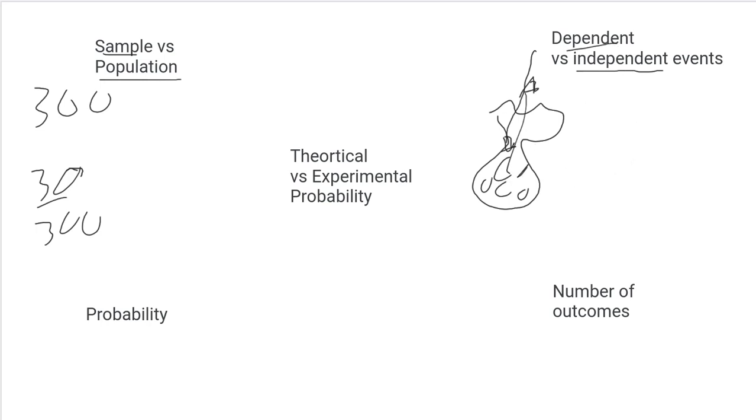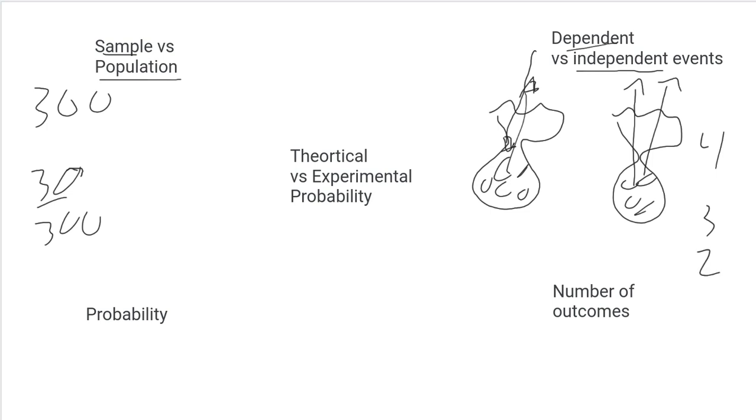Dependent would mean I have a bag of marbles. I take one out and I leave it out. So it went from 4 marbles down to 3. Then I take another one out, down to 2. That's dependent because the experiment changed every time I take something away from it.